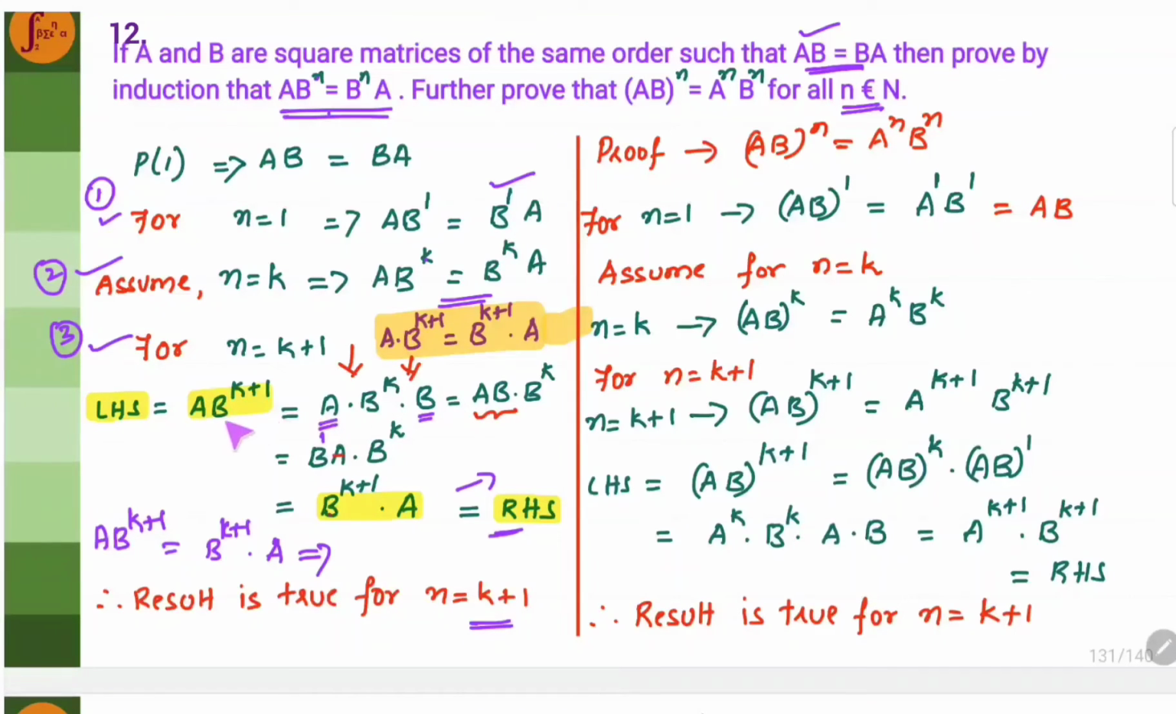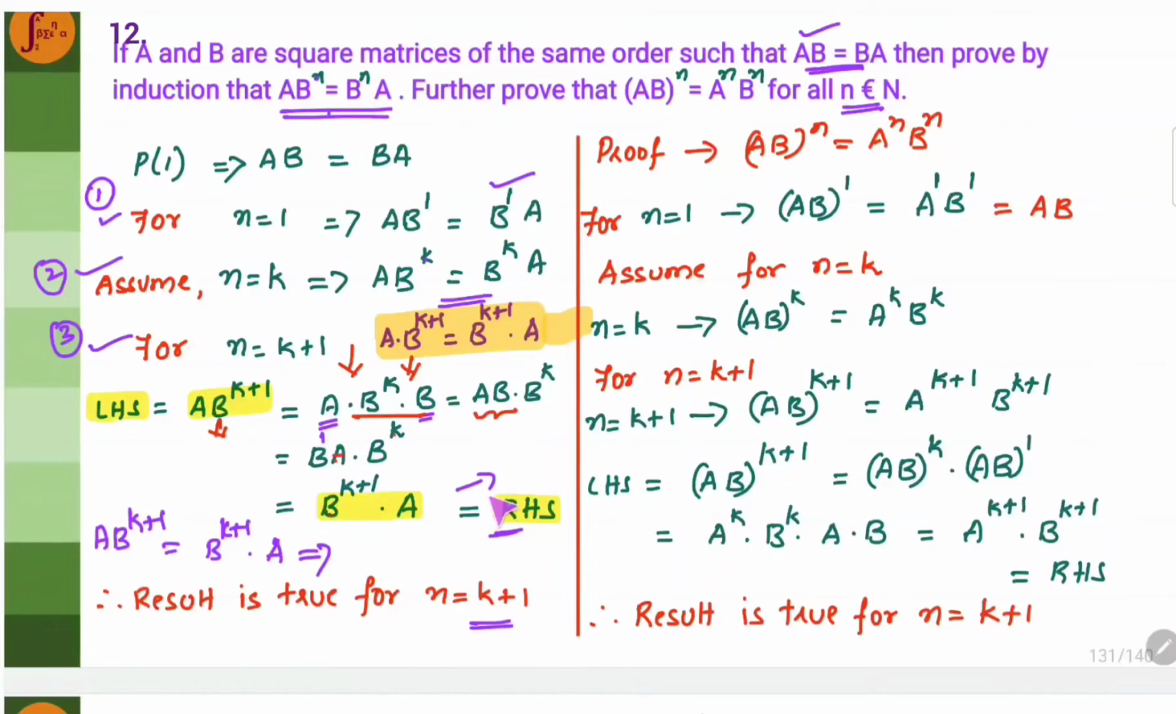We take this, we can split it as A into B to the power k into B to the power 1. We can substitute this like this. And now we have A into B here. What is A into B? It is BA. So A into B is BA and we leave B to the power k as is. Now B into B to the power k is B to the power k plus 1. We can add the powers. It's going to be B to the power k plus 1 into A.